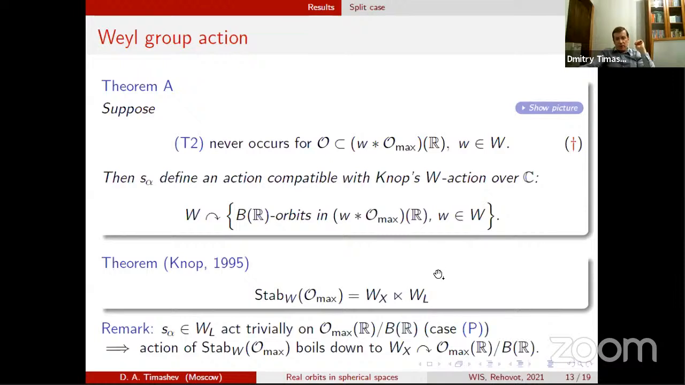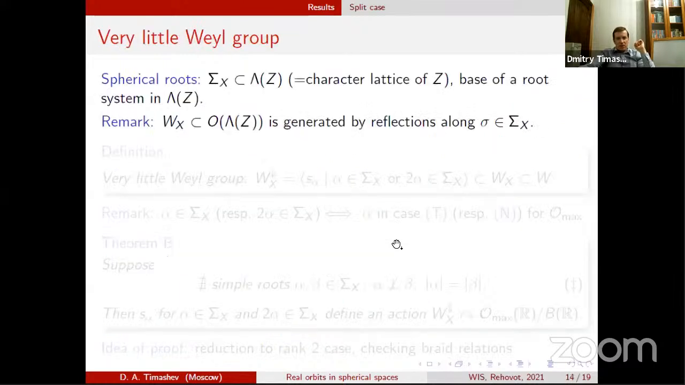Of course, sometimes under some different but simpler restrictions, we can define an action not of the whole little Weyl group, but of some subgroup in WX on the same set, on the set of open real Borel orbits. This smaller subgroup, which we call a very little Weyl group, can be defined as follows.